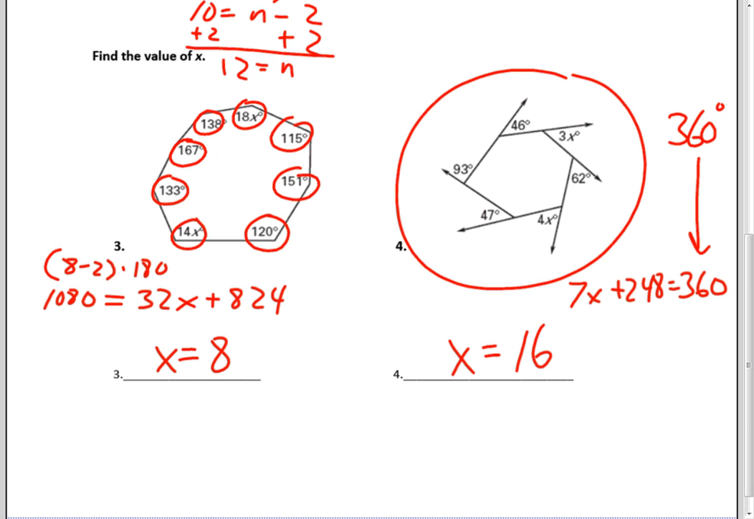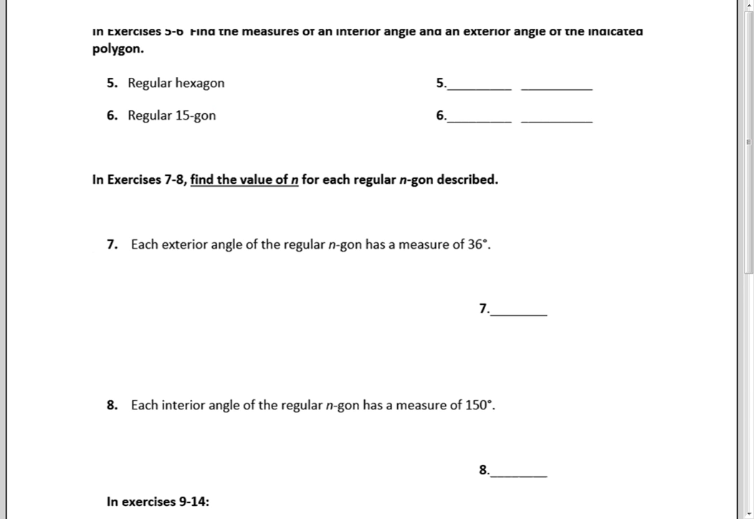Page 2. You tell me. Somebody raise their hand. Give me what you got for 5 and 6. Elizabeth? 120 and 60. Let's label things. Put something down so I know you understand which one's the interior and which one's the exterior. And how about the next one?